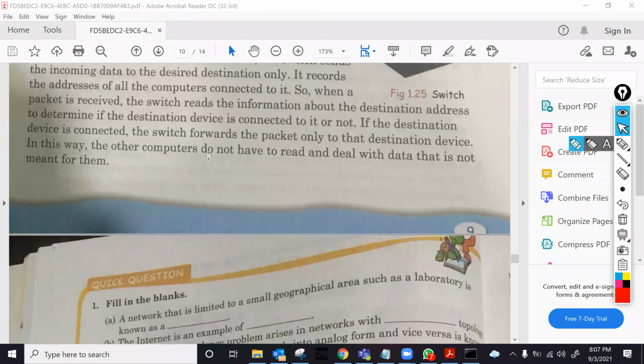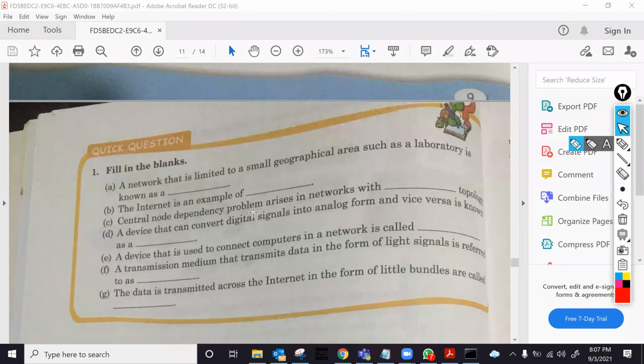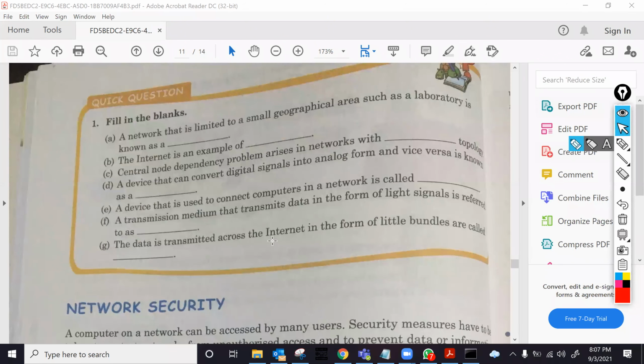A lot of stuff. And you will get a homework, you have to do this homework, and you have to send it to me, right? You WhatsApp me.